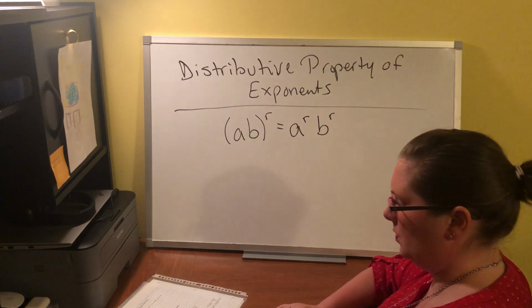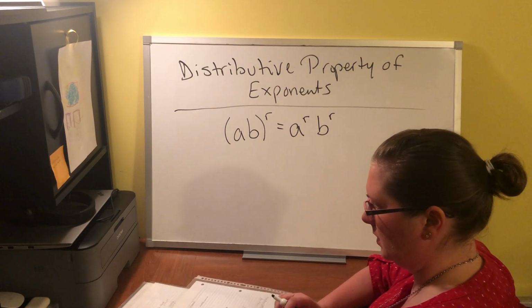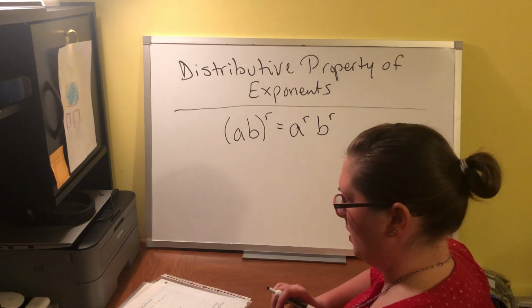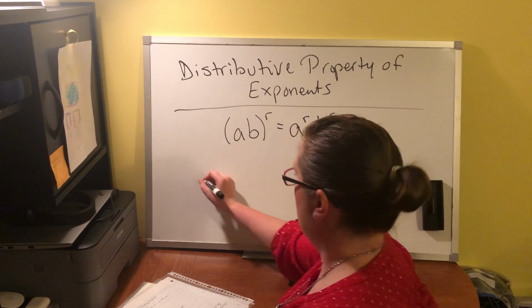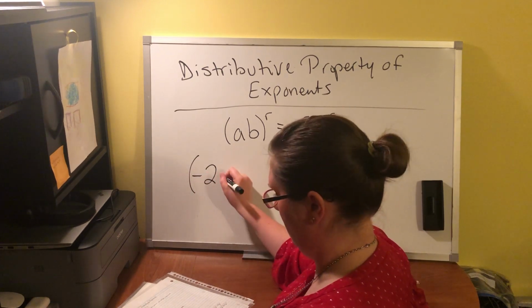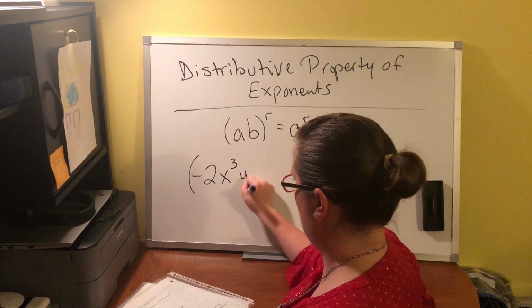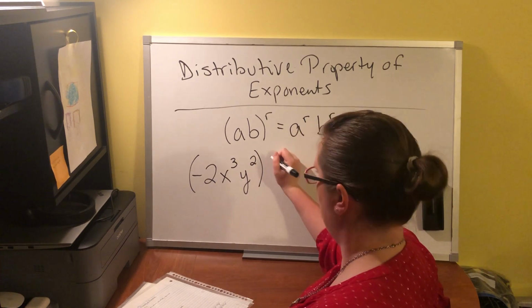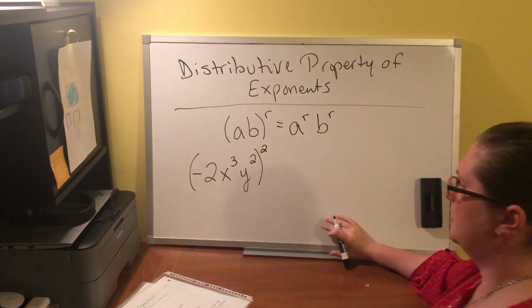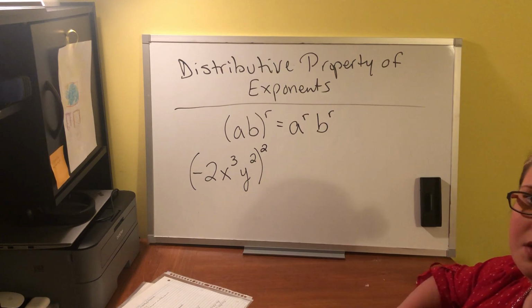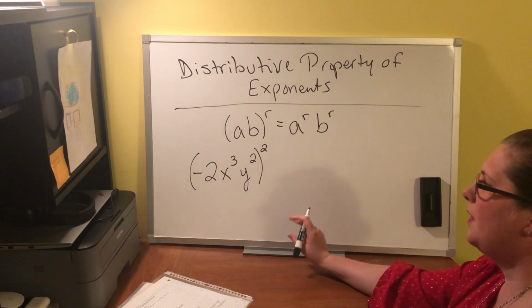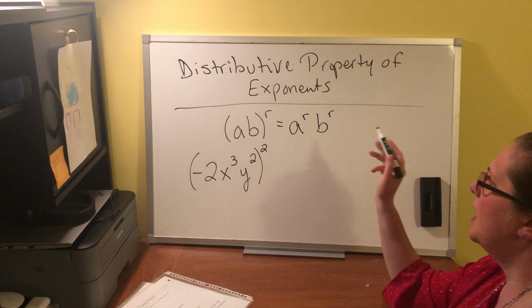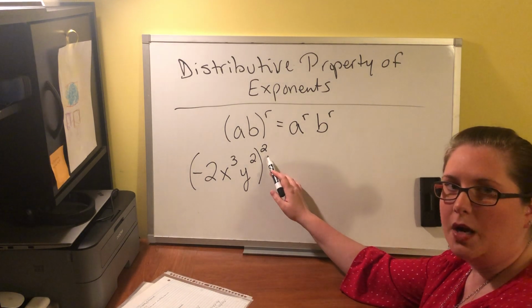So let's do a couple of these. Let's see, I thought I might have one smaller. Let's look at this one. (-2x³y²)², that entire set of parentheses is being squared, okay? To simplify this problem, we are going to have to distribute the square, okay?